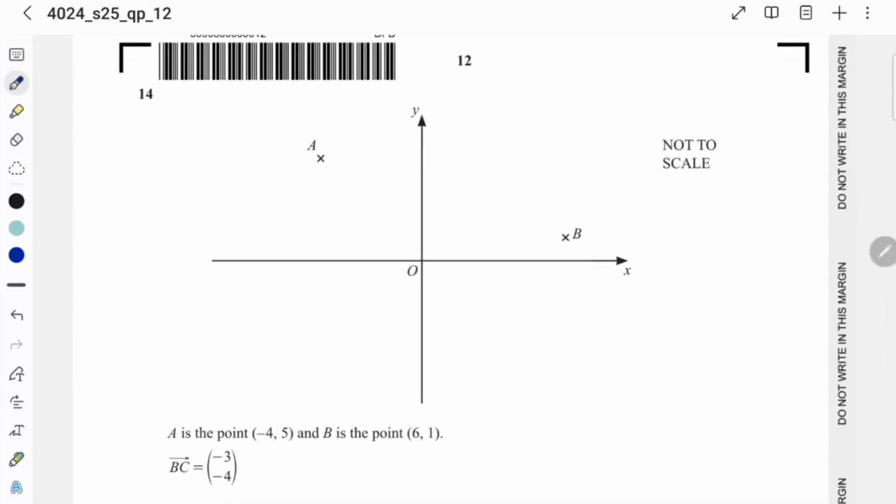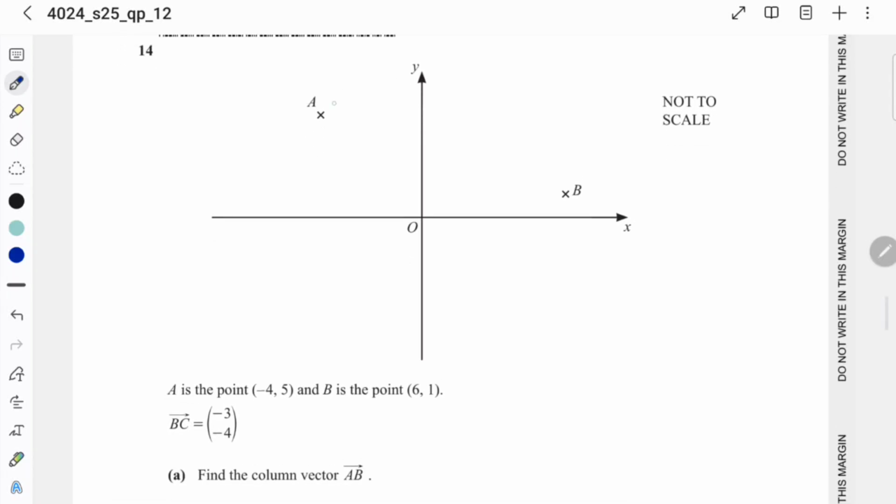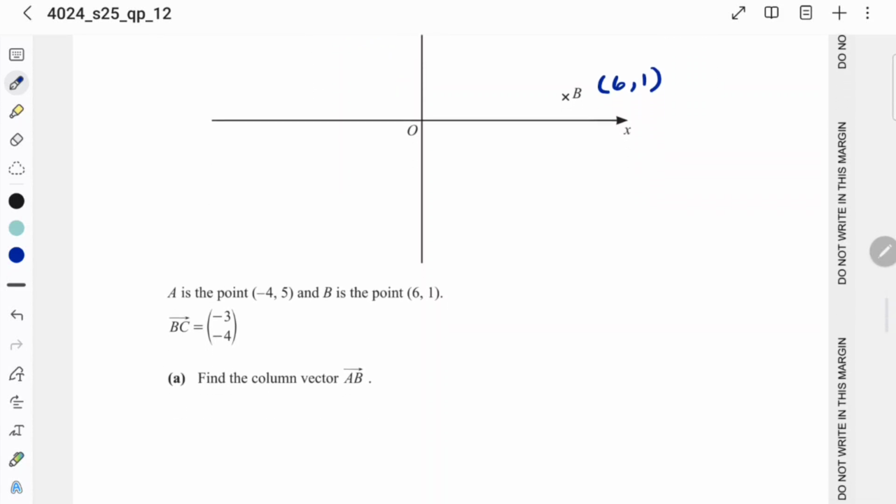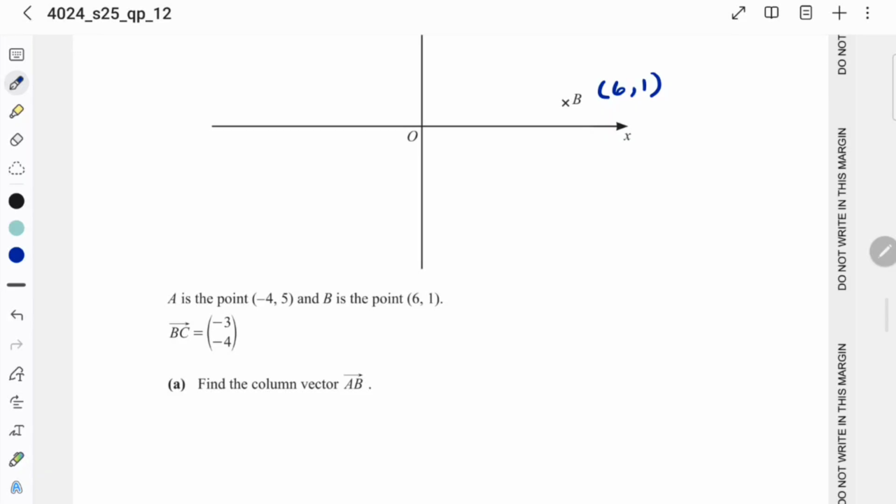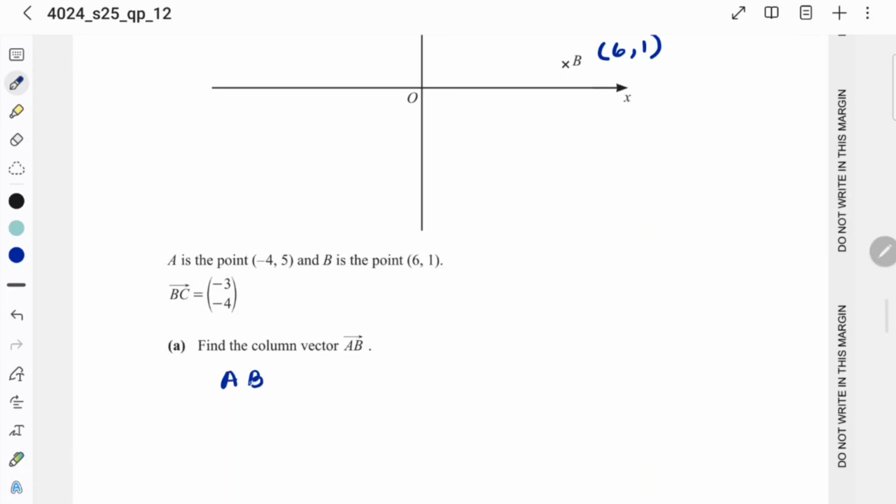In question number 14, they have given you a graph that A is a point which is (-4, 5), and B is a point (6, 1). The vector BC is the column vector (-3, -4). Find the column vector of AB. Alright, so you know the position vector AB is equal to OB minus OA. We know the coordinates of B and A as well: B is (6, 1) and A is (-4, 5).